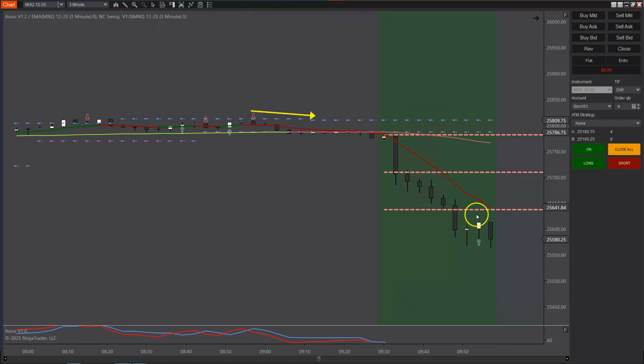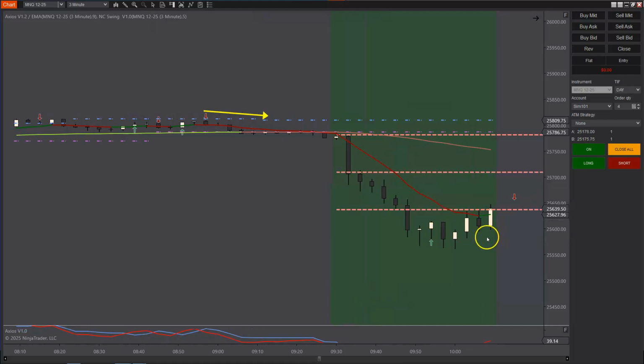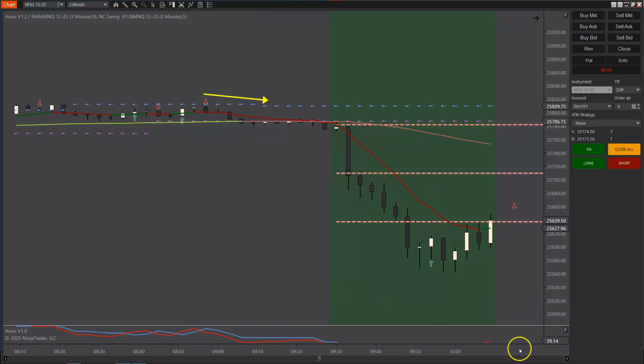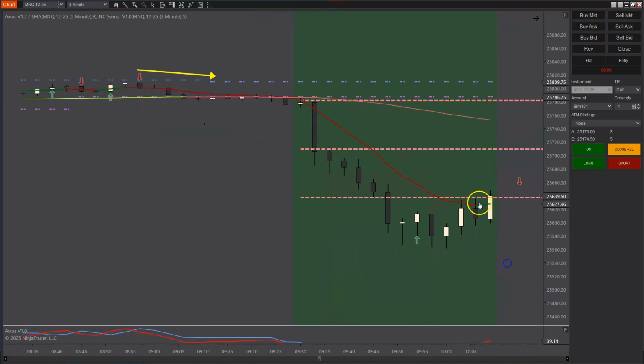We can't take a long because we're not closing above the 100 or the 9. If we wanted to mean revert, we could enter a long at the close of this candle because we are green and we are closing above. We could be targeting perhaps the middle of the opening range. 271 ticks, that's a pretty solid target. Otherwise, we'd be going way up here to 450.